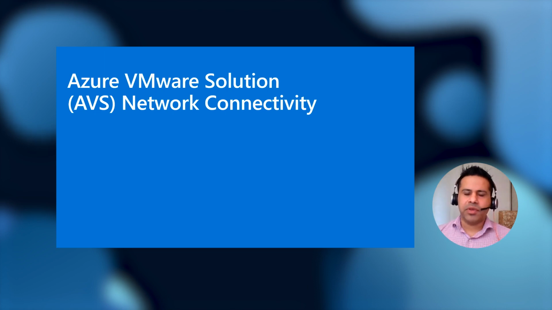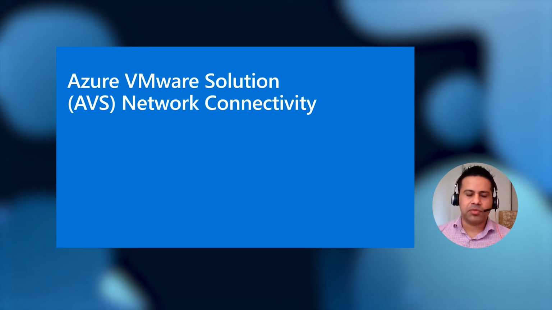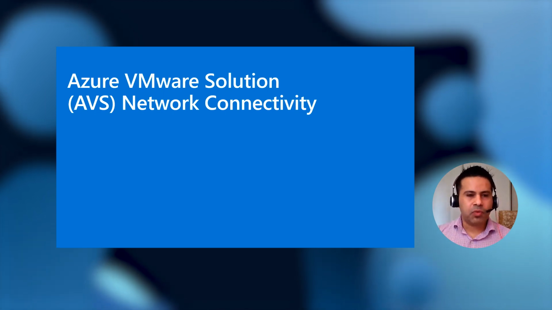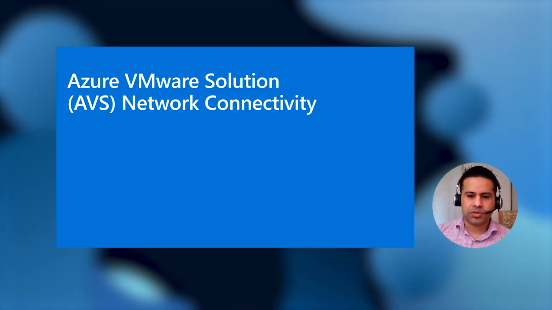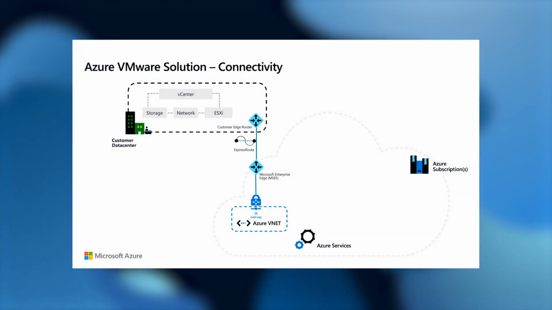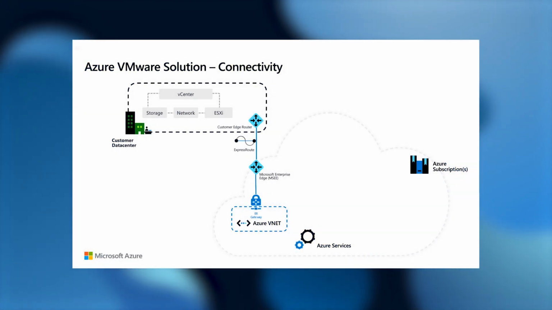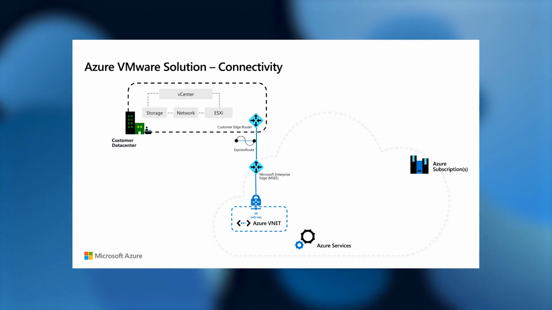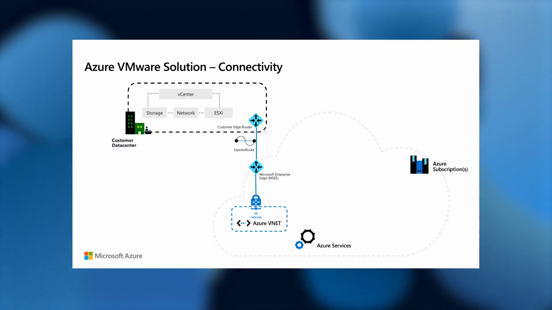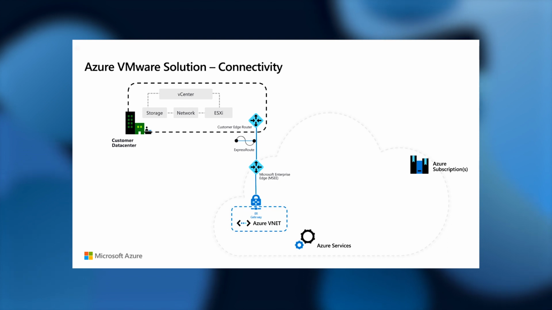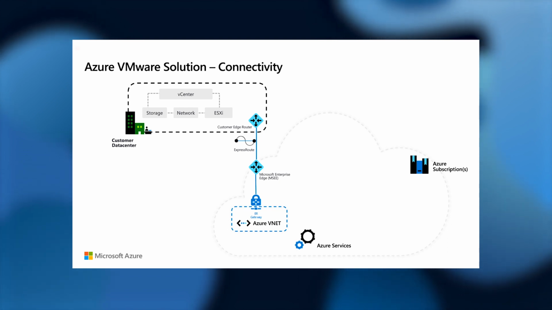Which brings me to Azure VMware Solution network connectivity. How do you connect to Azure VMware Solution from your on-premises environment or from your virtual networks? Now here on the top, I'm showing a customer data center, which is a full VMware stack. It could be full or partial. I'm showing vCenter, your typical storage could be vSAN, networking could be VDS or NSX. And then for the compute part, you have ESX.